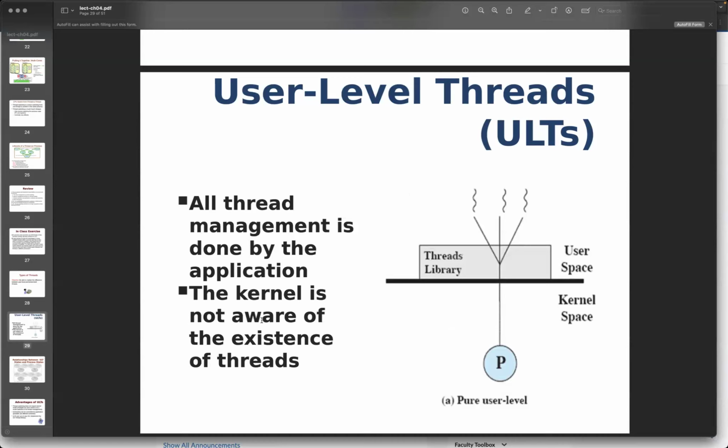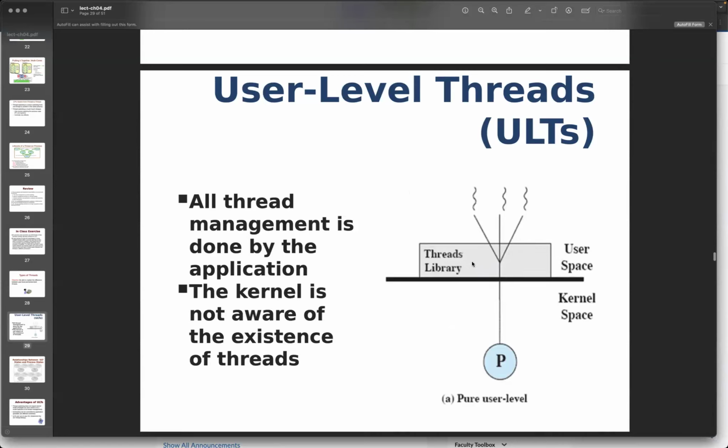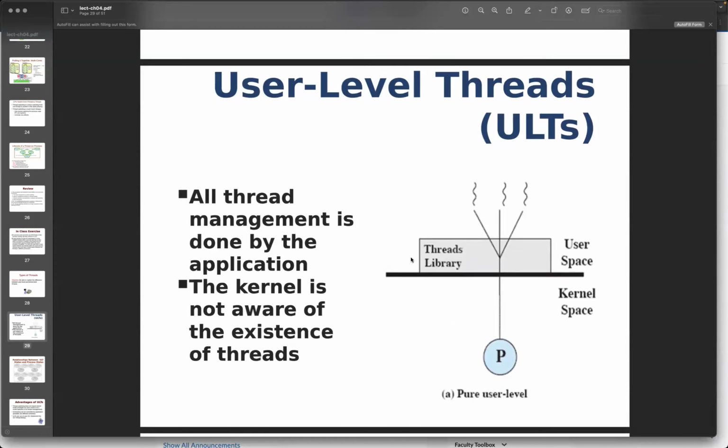So the kernel is not aware of the existence of the threads. You will see the kernel space right here, the thread library, and the user space right here. The kernel doesn't know how it's actually working. So this one is for the user level threads.